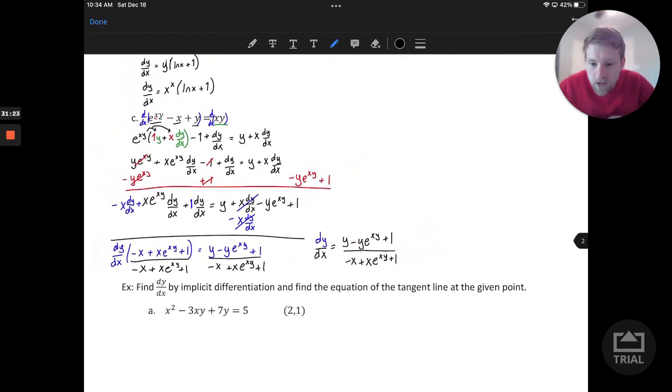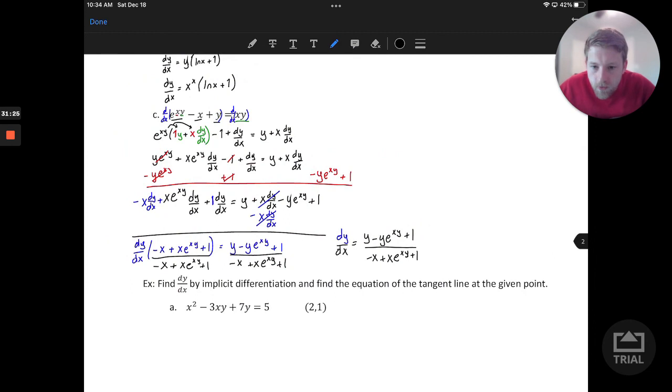So in the next video, we will move a little bit further with this implicit differentiation by looking at finding the equation of tangent lines at a point to a given function of x and y.